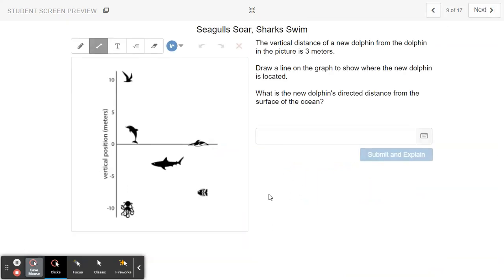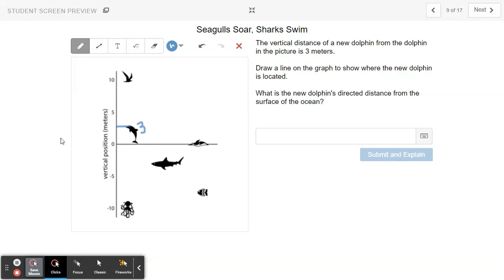So next, the vertical distance of a new dolphin from the dolphin that's in the picture is 3 meters. Draw a line to show where the new dolphin is located. This is kind of poorly worded, but here we have our dolphin, right? The dolphin we have was already at around 3, so this is like 3 meters above. So it's just at 3.